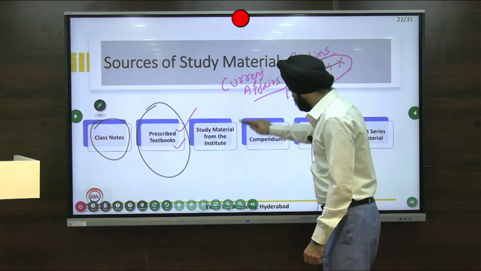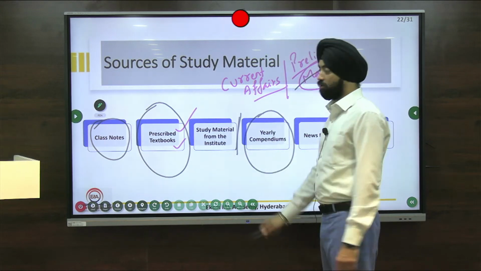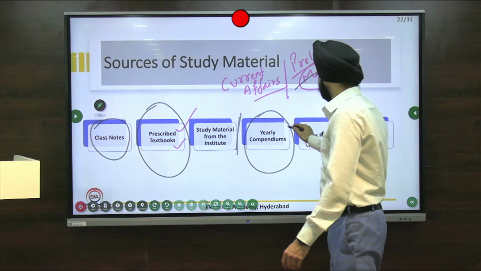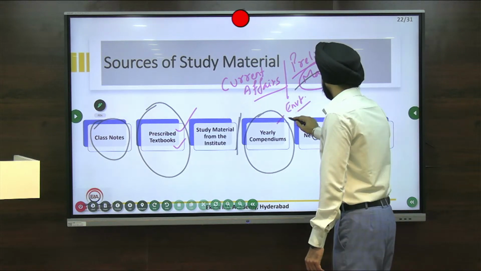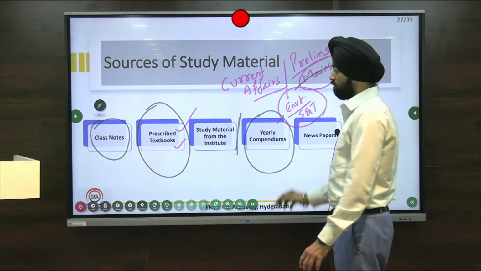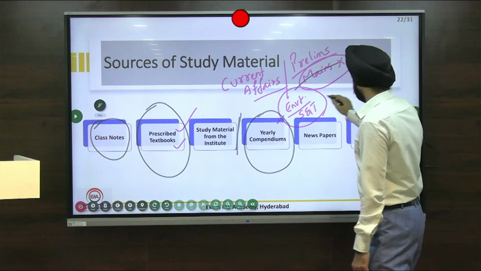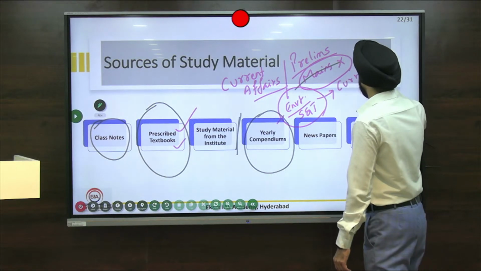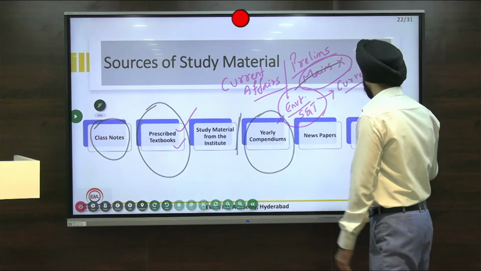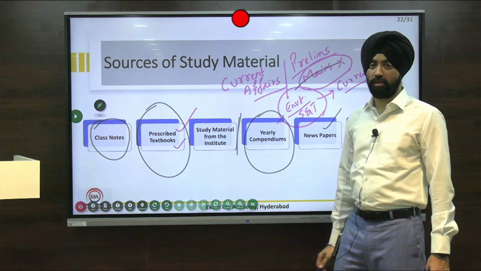Then the study material that is provided by us is very important. Some subjects you can read from the yearly compendium also. Subjects like environment and ecology, subjects like science and technology, you can completely rely on these two dimensions. Why? Because the questions generally come from the current dimension only in these subjects. So yearly compendiums are also important. Newspapers I have already spoken about. The test material is also important.